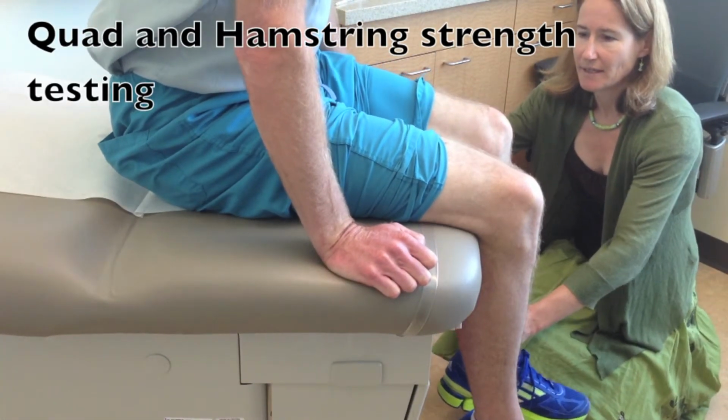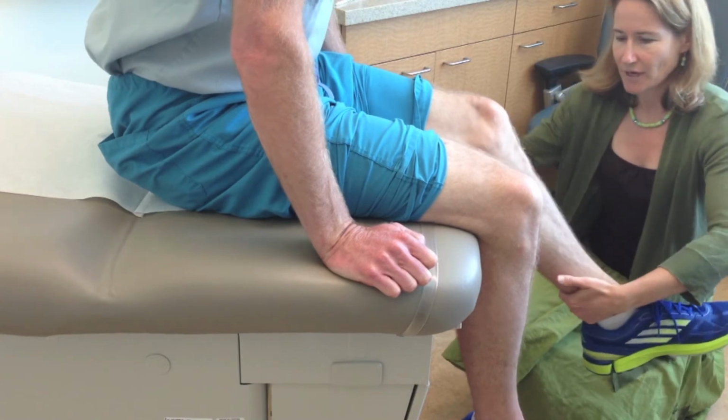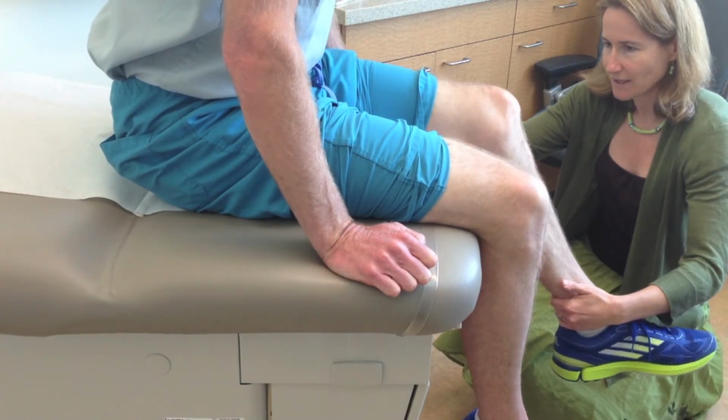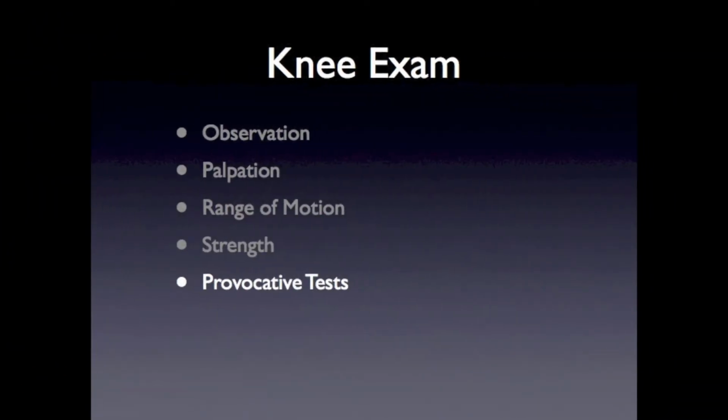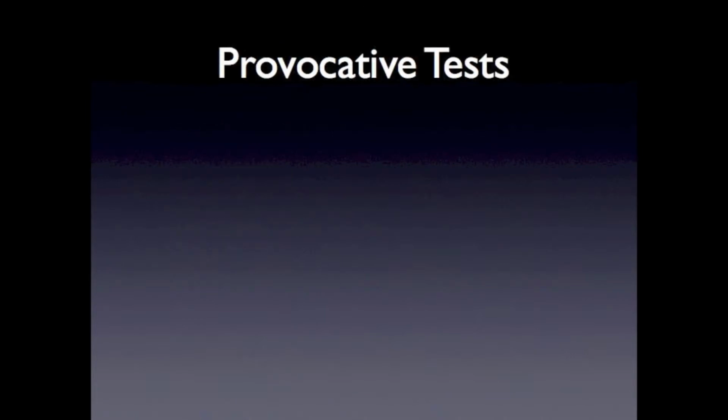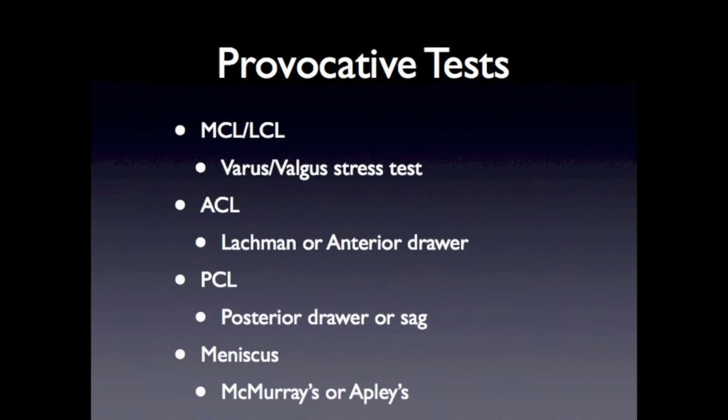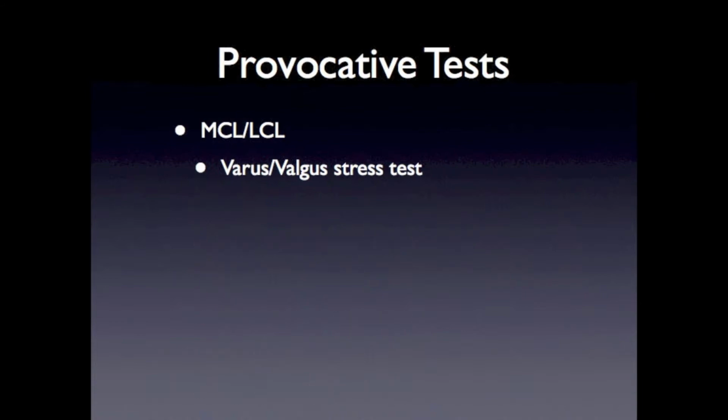In the seated position, apply resistance while the patient extends and flexes the knee. We will now move on to the provocative tests. These tests assess the integrity or stability of the knee joint by individually testing each structure. We will first test the medial and lateral collateral ligaments using the valgus and varus stress test.